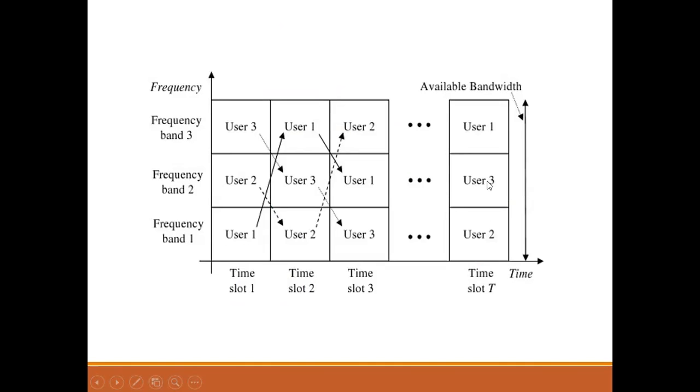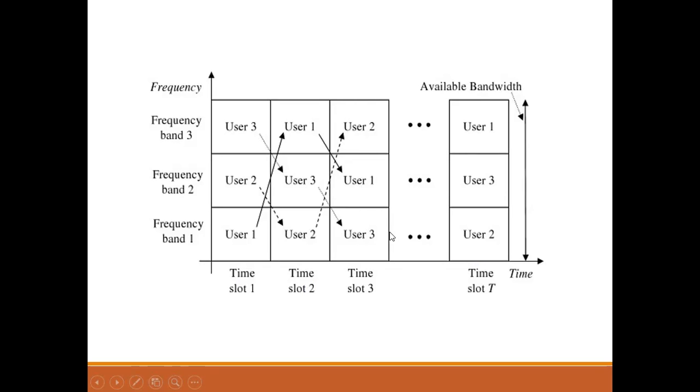There are 3 users, user 1, user 2, and user 3. Here we can see that for the first frequency band, user 1 is in time slot 1, and user 1 is in time slot 2 for frequency band 2. So in different time slots, the users are using different frequencies. How are they given different frequencies? Different frequencies are given through different pseudo-random codes.